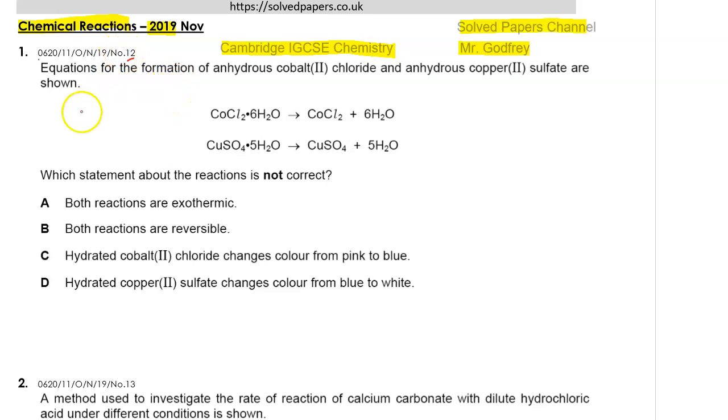So let's get started. Equations for the formation of anhydrous cobalt 2 chloride and anhydrous copper 2 sulfate are shown. Anhydrous means without water of crystallization. Hydrated means with water of crystallization. This is hydrated. Likewise, this is also hydrated because you can see it has got water of crystallization right there. This is anhydrous and this is anhydrous. It does not have water of crystallization, as you can see.